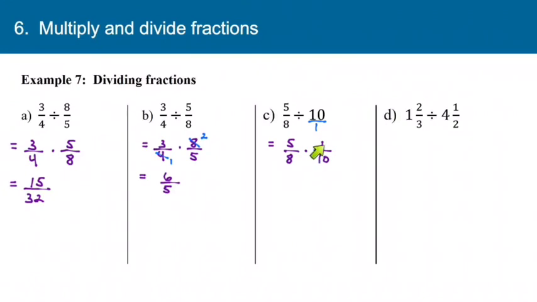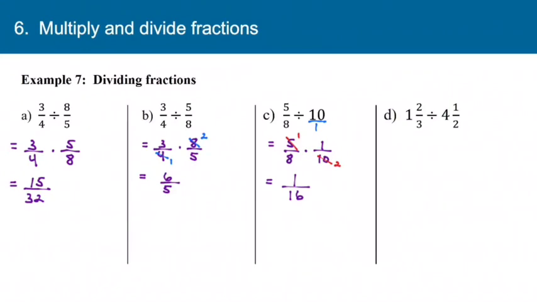And now that it's in multiplication form, you can see that we're going to be able to cross out a 5 here. 5 divided by 5 is 1, and 10 divided by 5 is 2. Okay, now multiply top times top and you'll get 1, and multiply bottom times bottom and you'll get 16. So our final answer here is 1/16. And let's try this mixed number example. 1 2/3 divided by 4 1/2.